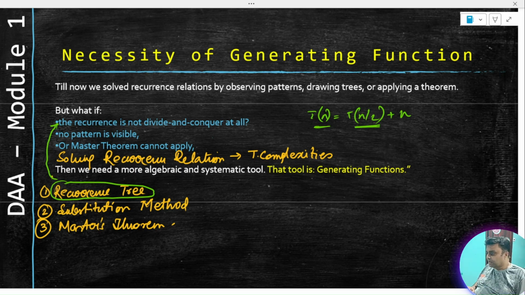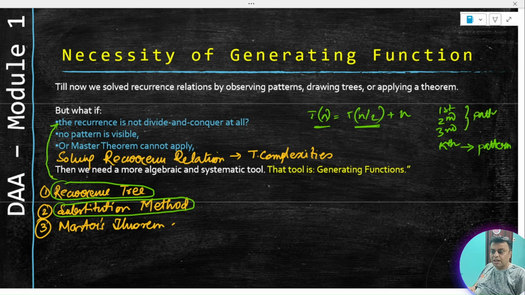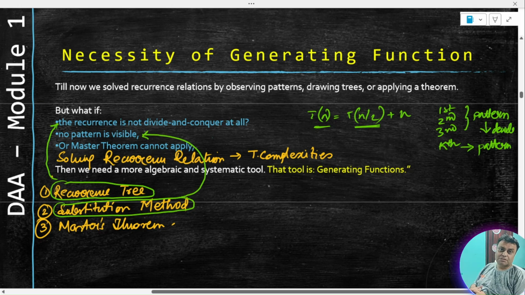Similarly, let's talk about the substitution method. The substitution method says that we substitute. Let's say we do the first level substitution, the second level substitution, the third level substitution, and then we find out the kth level substitution. How do we find this out? This is called pattern matching. So we find out patterns from here, and then we decode a pattern which is applicable to the kth level. Suppose there is no pattern. Suppose you can't decode a pattern. Then what? So this also creates a problem. The absence of a pattern creates a problem in a substitution method kind of solution.